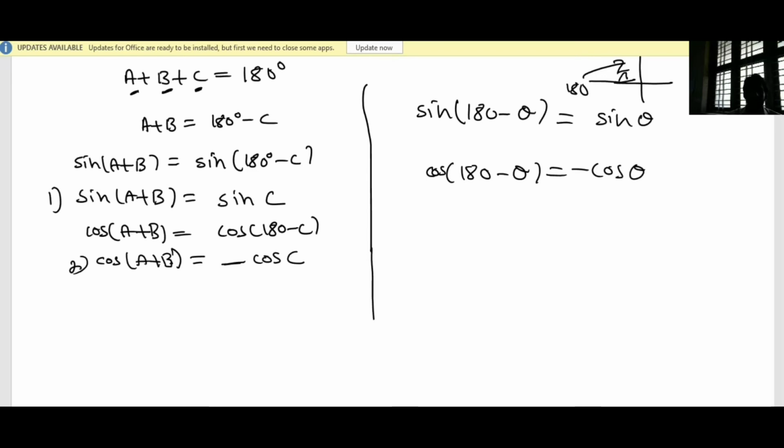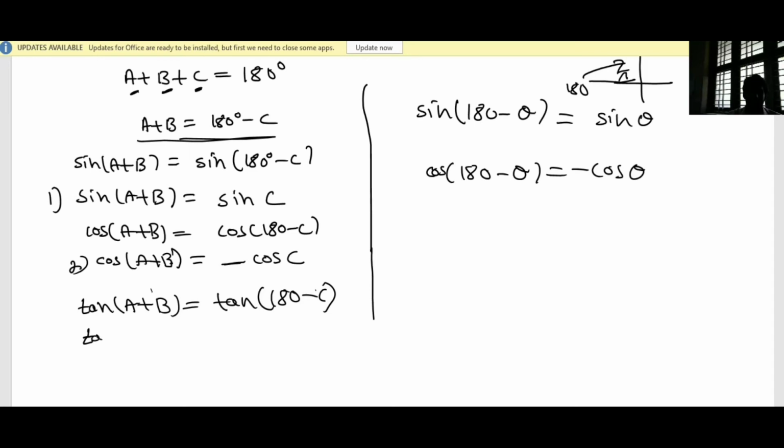Now consider the tan function. Tan of A plus B is equal to tan of 180 minus C. Clear? Here, in this identity, both sides, first I am taking sine, second time I am taking cos. Now I am taking tan on both sides. So tan of A plus B equal to tan of 180 minus C.